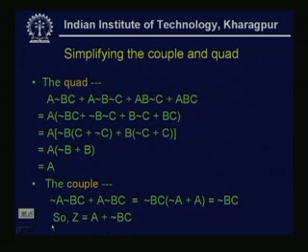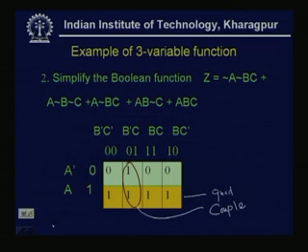Now, see that from the map itself I can easily tell that this quad means A, because B bar C bar, B bar C, B C, B C bar: all the complemented and uncomplemented forms of the 2 literals B and C exist in the quad. So, they will nullify. So, simply for the second row the literal is A, and that will be the result. So, this quad reduces to A.